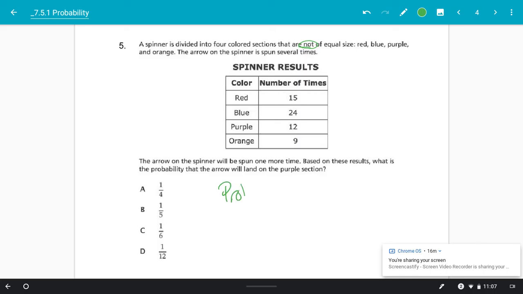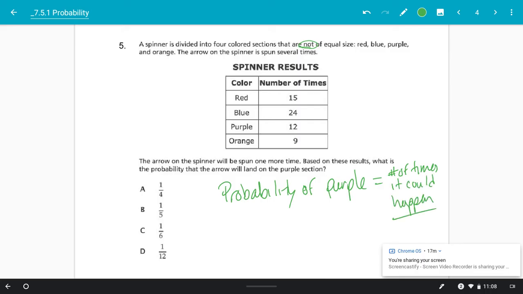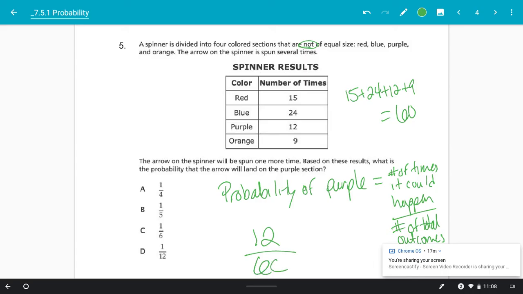So we're looking for the probability of purple. So I want to know how many times that could occur, right? So number of times it could happen over the number of total outcomes. Okay, so the number of times that it could happen, well, it happened 12 times out of our total number of outcomes. So I'm going to add up 15 plus 24 plus 12 plus 9 to get a total of 60. So 12 out of 60. So my probability of landing on purple would be 12 out of 60.